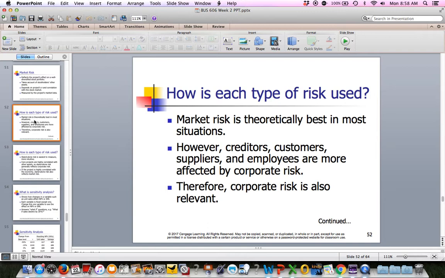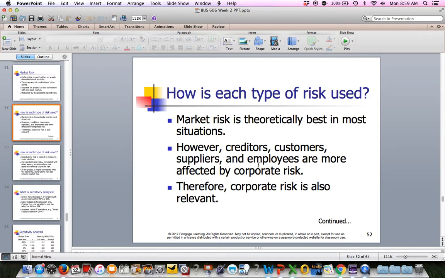It says here market risk is typically the one to focus on the most. However, creditors, customers, suppliers, employees are more affected by corporate risk. So they say that corporate risk is really more relevant. So that's the one that most companies kind of focus on because you have to answer to your stakeholders, right? Anybody's lent you money, your customers, your suppliers, your employees, your owners, they're all stakeholders in your business. They want you to succeed and do well because they need you, right?